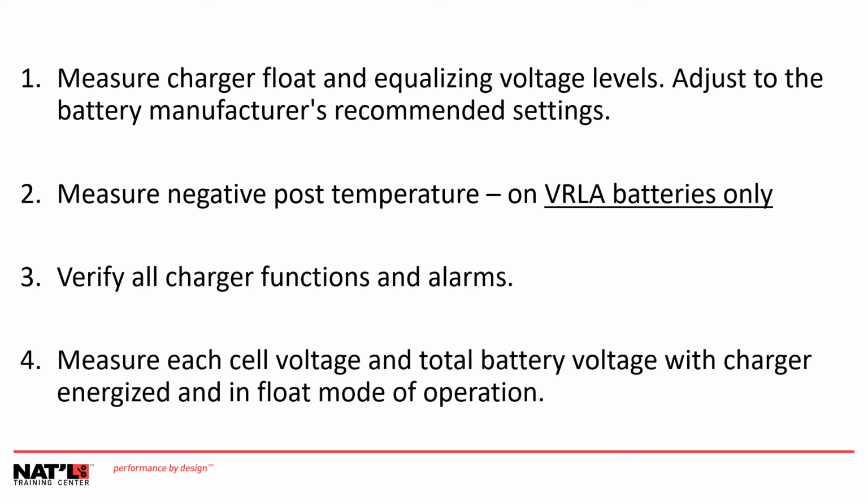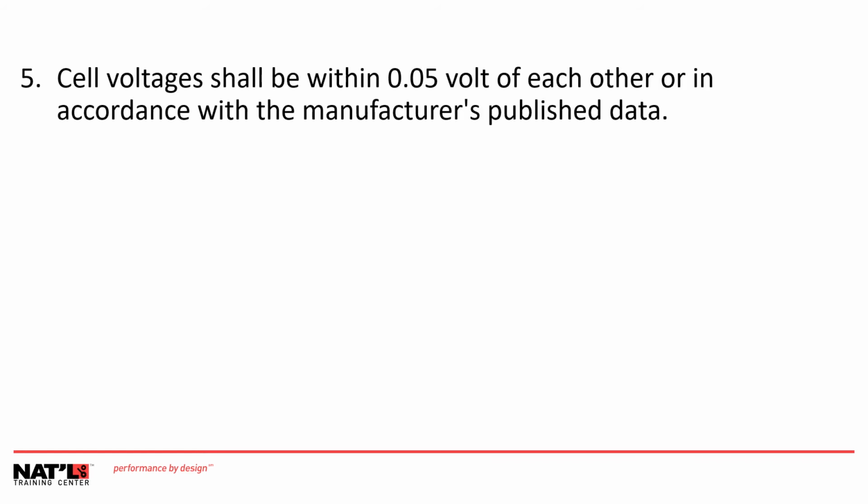Measure each cell voltage and the total battery bank voltage with the charger energized and in the float mode of operation. This is the way the bank will be in operation for most of its time and most of its existence, other than when having maintenance done on it. Again, total battery voltage and each cell voltage with the charger energized and in float mode. Cell voltages shall be within 0.05 volts of each other or in accordance with the manufacturer's published data.